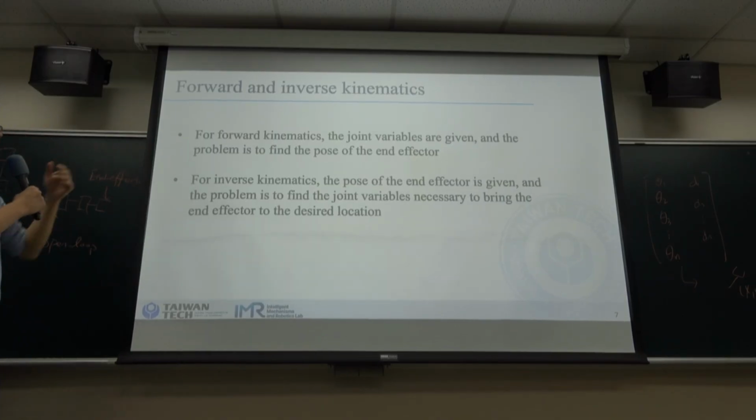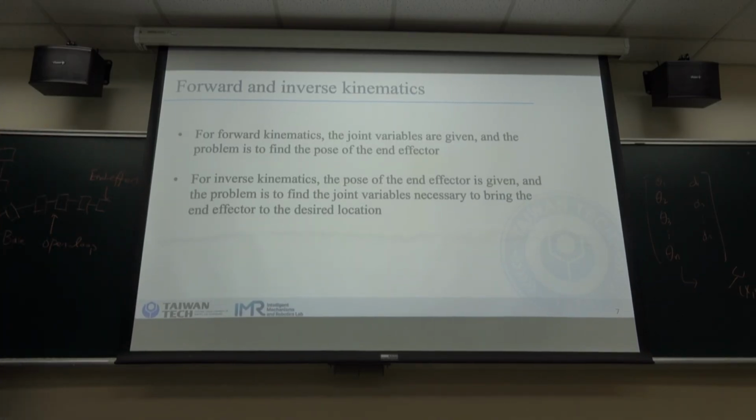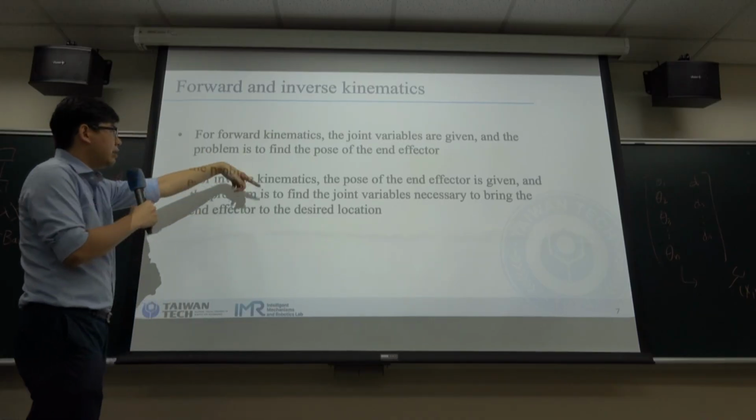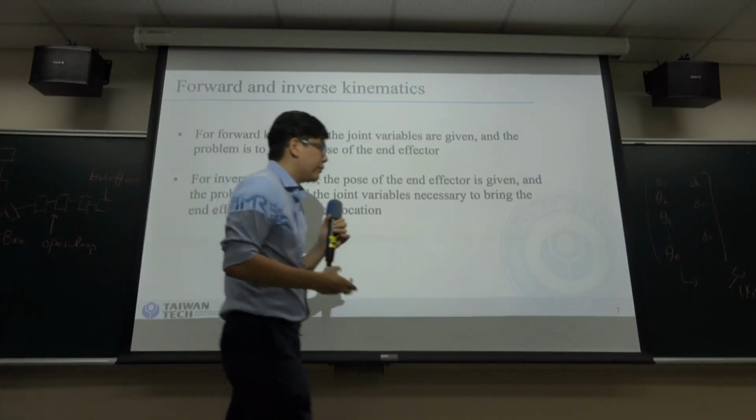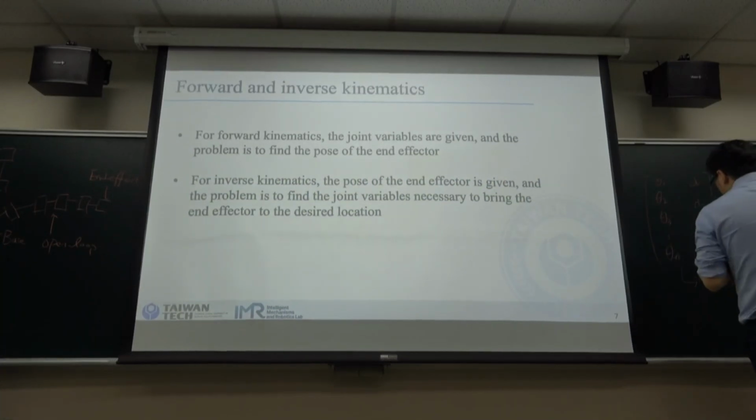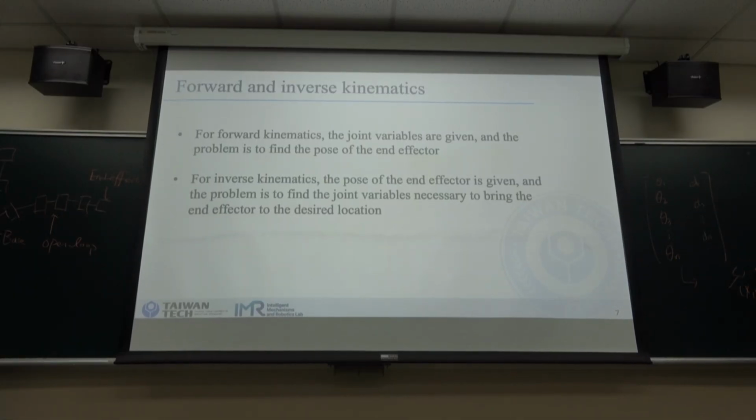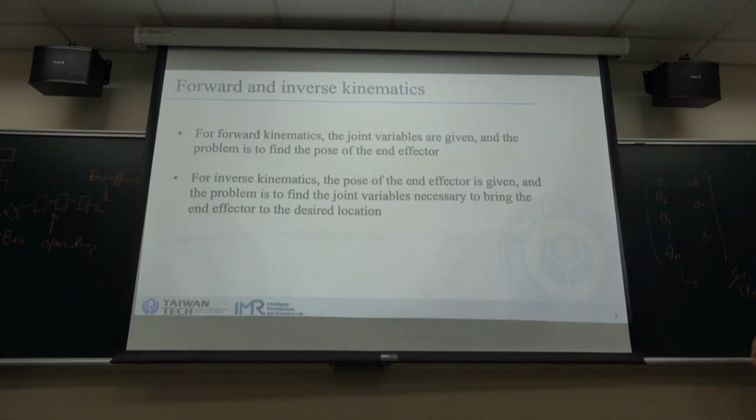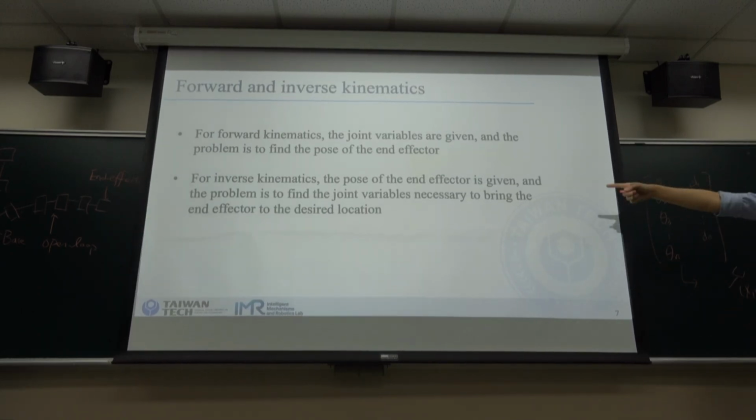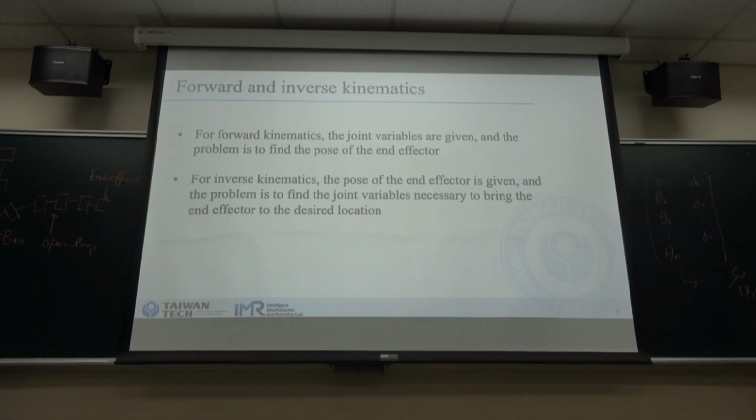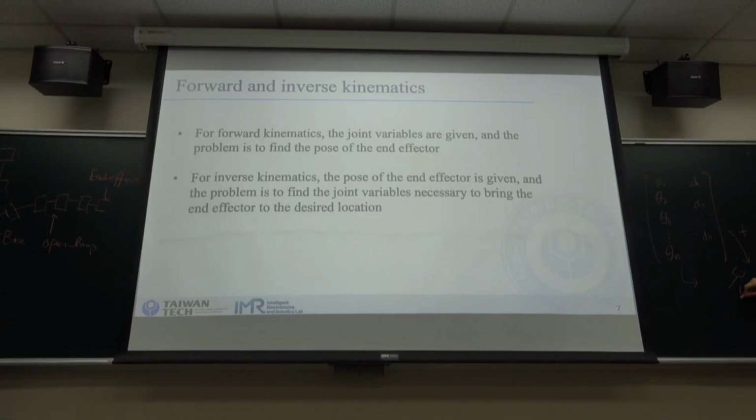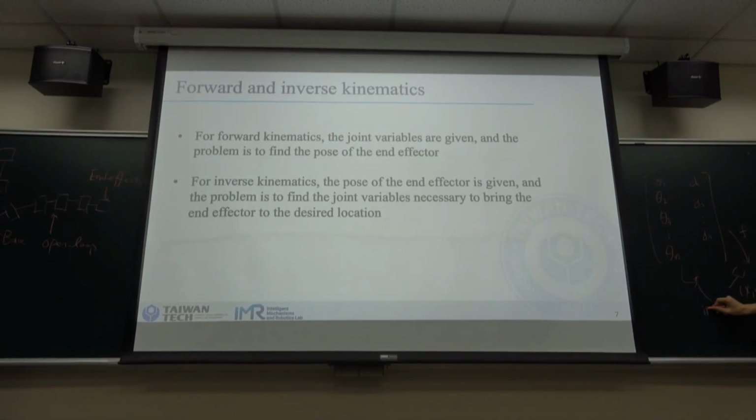For the forward kinematics, the joint variables are given, and the problem is to find the pose of the end effector. For the forward, we have the readings of the motors, and we want to calculate the pose of the end effector. And the inverse is reverse. For the inverse kinematics, the pose of the end effector is given. So this way is forward, and backward is inverse.